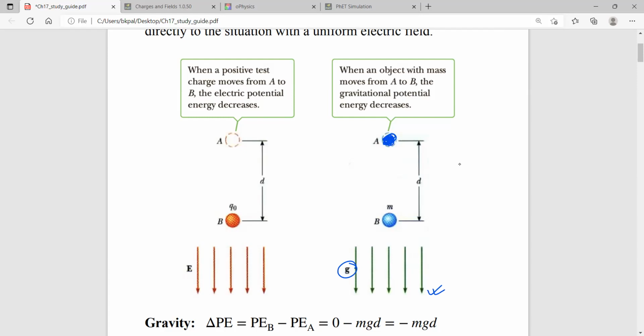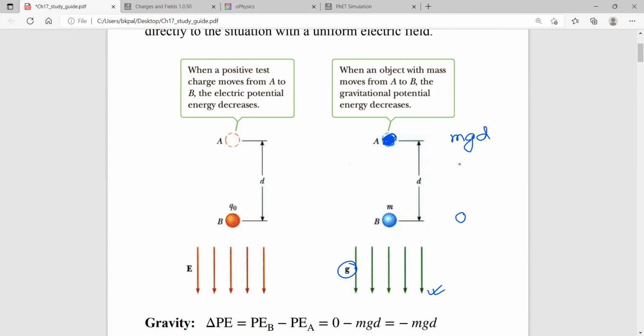Now let's say we have an object somewhere here at position A. Then the gravitational potential energy at this point will be mgd. That is the gravitational potential energy at A. When you drop it, it goes downward, and at position B, if it is the ground, the gravitational potential energy will be 0, because here the height is equal to 0.